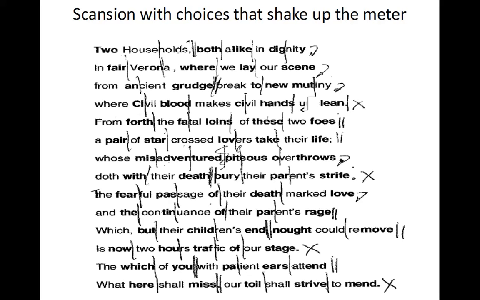Two households, both alike in dignity, in fair Verona where we lay our scene, from ancient grudge break to new mutiny, where civil blood makes civil hands unclean. From forth the fatal loins of these two foes, a pair of star-crossed lovers take their life, whose misadventured piteous overthrows doth with their death bury their parents' strife.